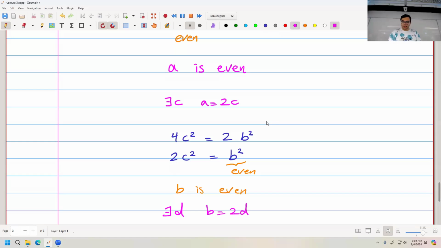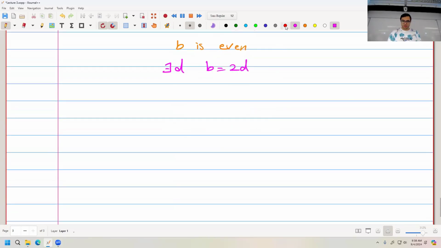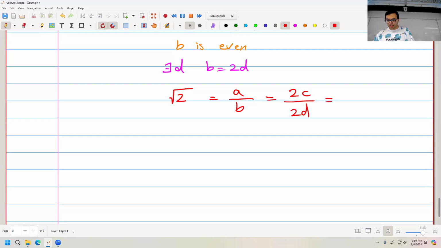Okay. Now, let's go back to the very beginning. Square root of 2 is a over b. But a was 2c and b was 2d. So square root of 2 is 2c over 2d. Now I can cancel the 2's. I can get that this is c over d.